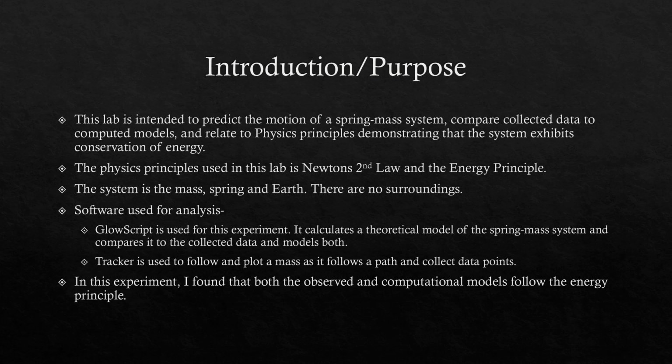Software used for analysis. GlowScript is used for this experiment to calculate a theoretical model of the spring mass system and compare it to the collected data and model both data sets. Tracker is used to follow and plot a mass as it follows a path and collect data points for that data set. In this experiment, I found that both the observed and computational models follow the energy principle.